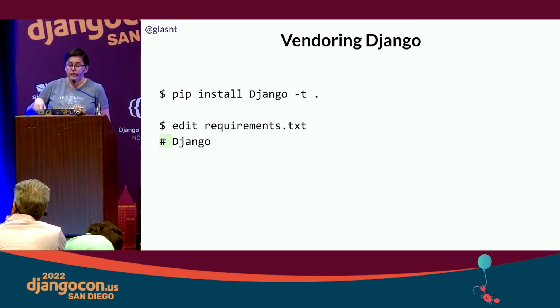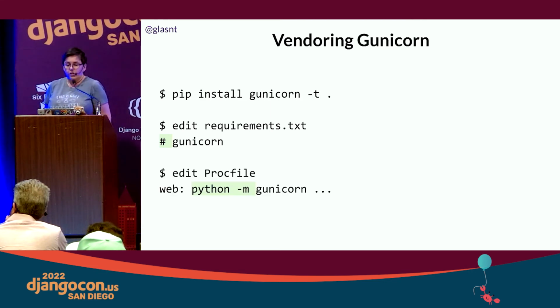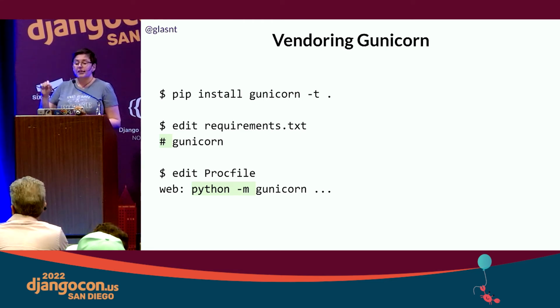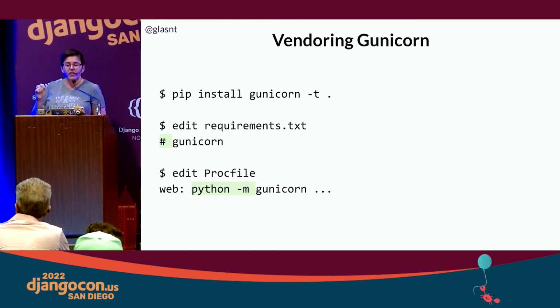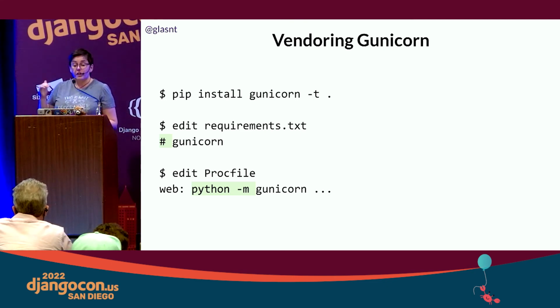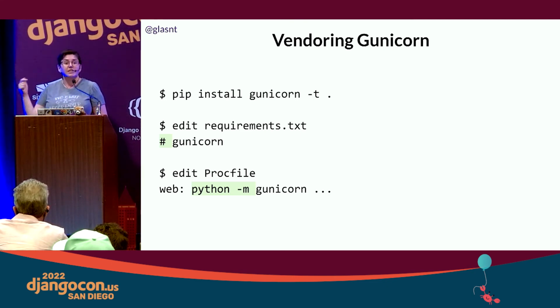Then you'll have to remove the Django line from your requirements.txt. You'll do the same for Gunicorn as well, but you also have to adjust the Gunicorn command, because if you vendor in Gunicorn, you don't get the nice Gunicorn executable anymore. You have to directly call the module from Python. And in this case, I'm using a Procfile to define how to start my web service. Ask me about Procfiles and buildpacks in the hallway later.